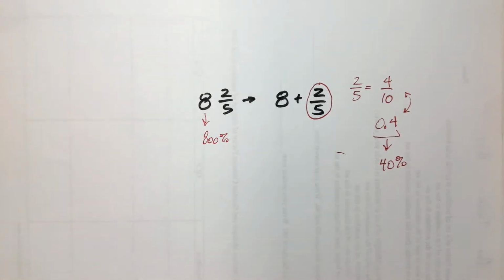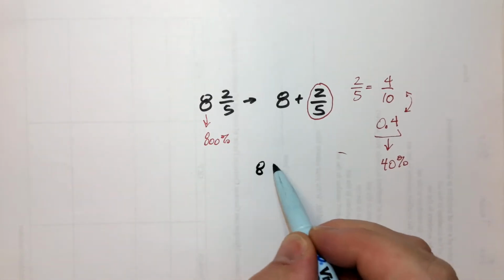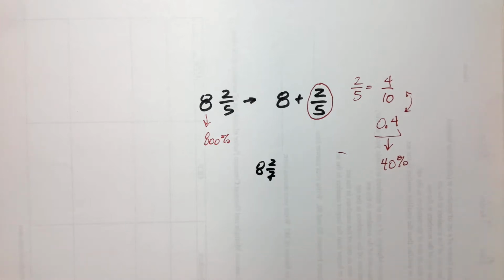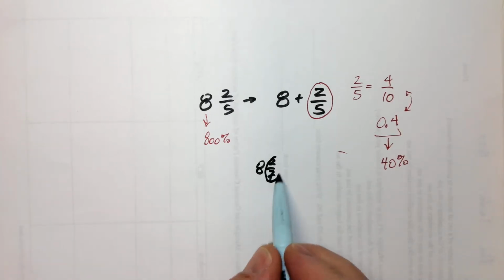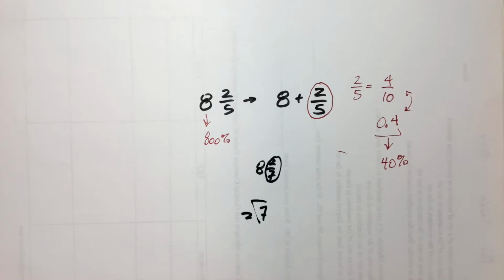Yeah, but that would be tricky if it was 8 2/7. Then it wouldn't work. You could, but you'd have to do it the other way: 2 divided by 7. Sorry.